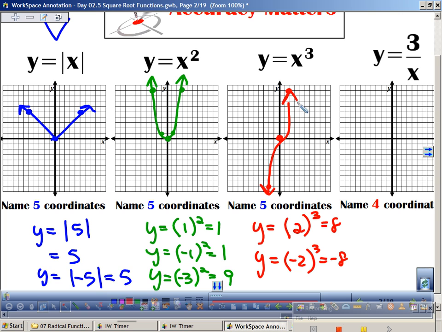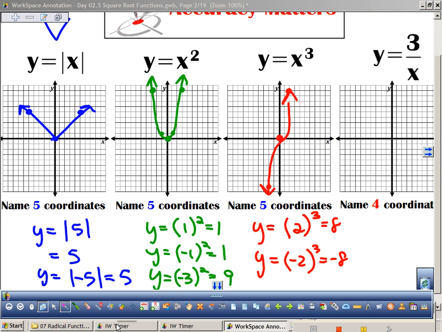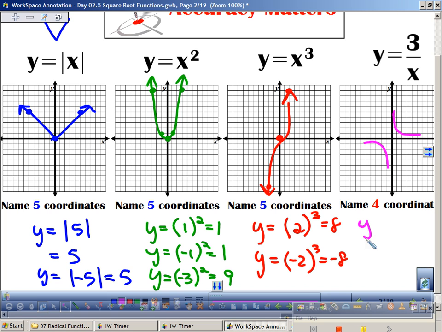This one is not the parent graph, but I know what the parent graph looks like. The parent graph is supposed to look like this. And I say to myself, Mrs. Mahler talked about how that 3 can be brought out in front and talked about kind of like slope, right? Or our scale factor. Well, I know there's no horizontal shift because it doesn't say x minus something. So it really looks like this. 1 over x, there's no shift horizontally, and there's no shift vertically. So I have a 0 out there.